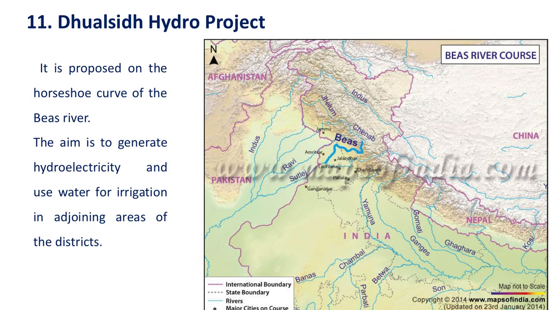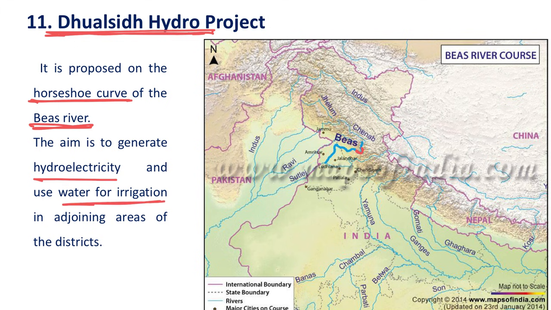Next issue is Dulhasti hydro projects. Recently, our Prime Minister inaugurated the start of this project. This is proposed on the horseshoe curve of the Beas River. The aim of this project is to generate hydroelectricity and to provide irrigation in the nearby regions.